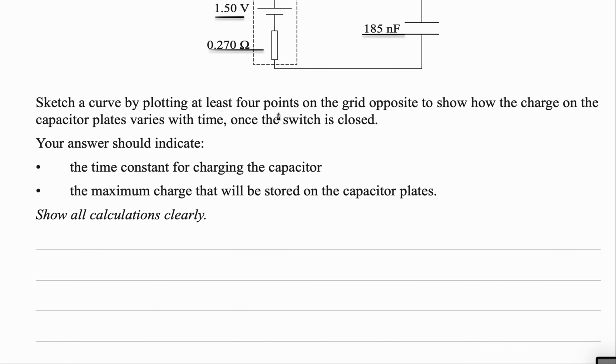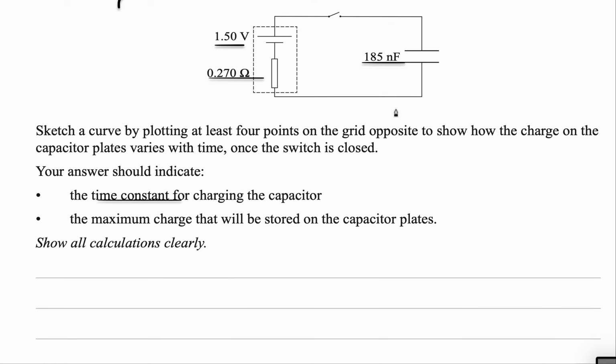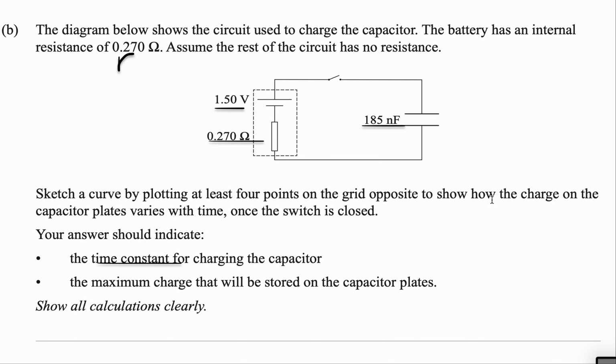Sketch a curve by plotting at least 4 points on the grid opposite to show how the charge on the capacitor plate varies with time once the switch is closed. Your answer should indicate the time constant for charging the capacitor and the maximum charge that will be stored on the capacitor plates. Okay, so we know that once the switch is closed and the current is flowing, charge builds up on the capacitor plates. So over time, charge on the plates will increase, and that's time on the bottom there. So it'll look like that.